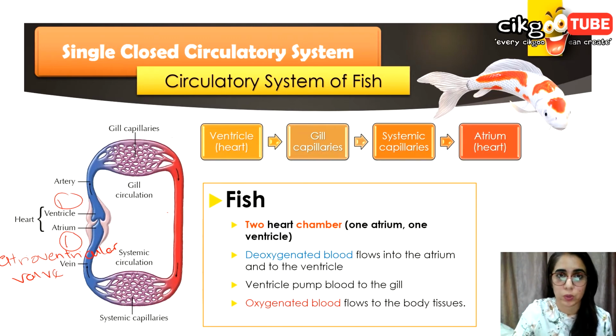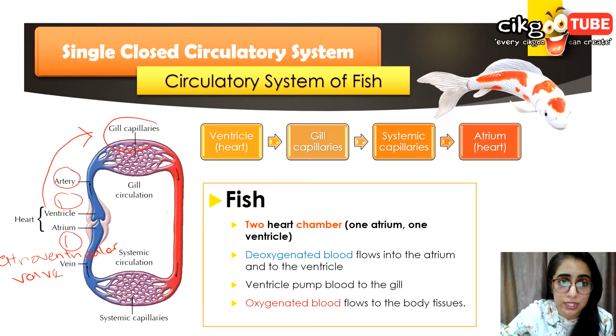So now let's look at the blood circulation. How does the blood flow? First it starts with the ventricle. The ventricle will contract and push the deoxygenated blood through the artery to the gill capillaries. Then gas exchange happens in the gill capillaries, and they will transport the oxygenated blood from the gill capillaries into the systemic capillaries.